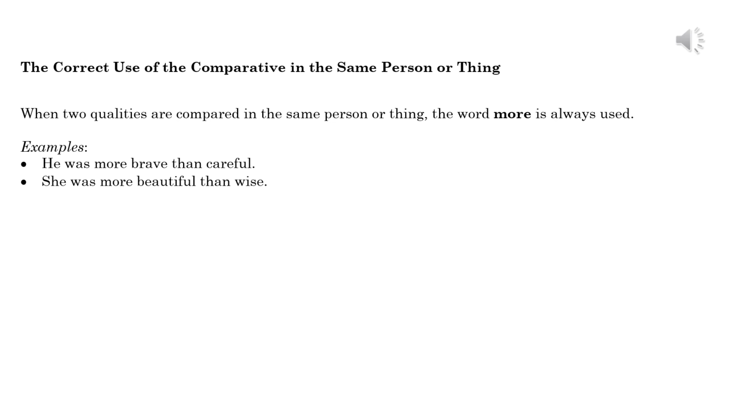The correct use of the comparative in the same person or thing. When 2 qualities are compared in the same person or thing, the word more is always used. Examples: he was more brave than careful; she was more beautiful than wise.